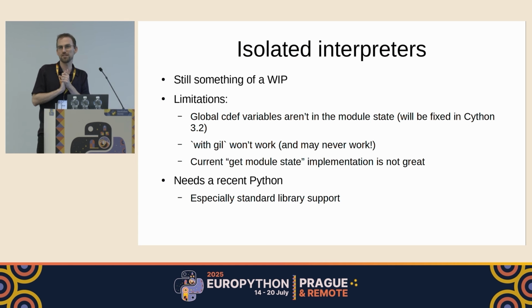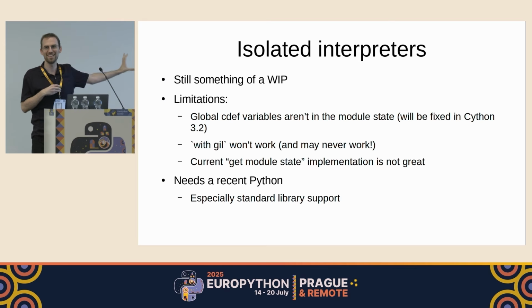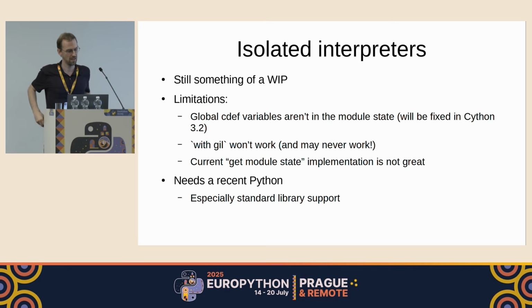So there's been this move, in addition to the free threading, to make multiple interpreters more useful. So having many interpreters in a single Python process. From a Cython point of view, this is something of a work in progress. So if you're thinking of putting this in production, please don't. But if you're curious and want to play with it, it's in the state where you can start doing that. So there are a few known bugs and limitations.